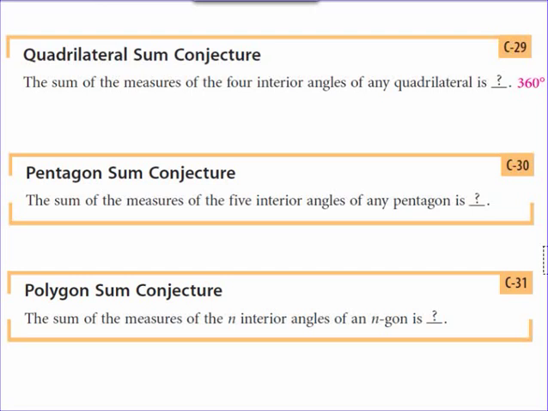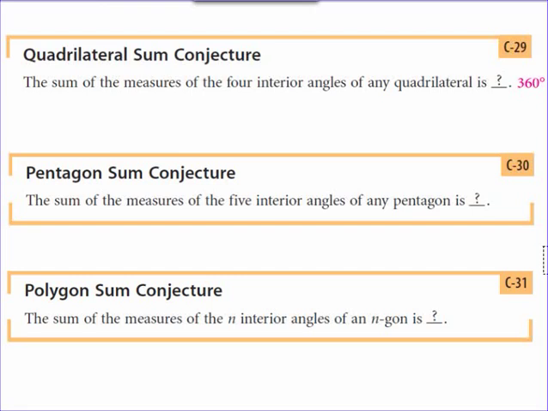Okay? And you should think about a square. A square has four 90-degree angles, so 360 degrees. Likewise, a rectangle is in that same boat. But this is saying any quadrilateral, any four-sided figure, will always have interior angles that sum to 360 degrees.